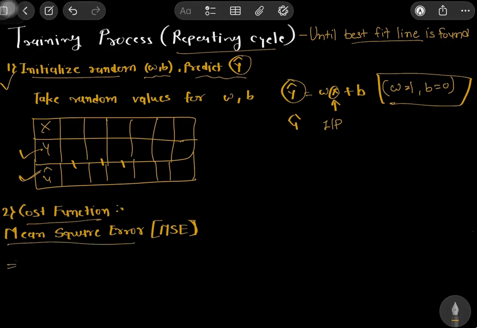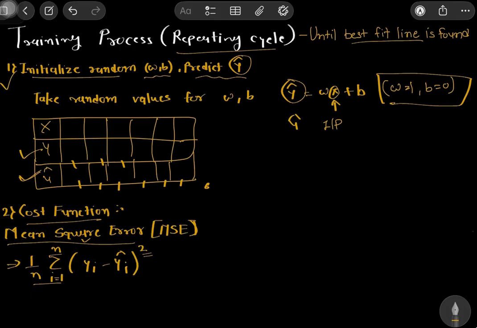Its equation is 1 upon n, summation of i equals 1 to n, yi minus yi hat, whole square. You see here the square factor, and then we are taking the average over all the data points we have, from i to n. Here we have 1, 2, 3, 4, 5, 6. So our n will be 6. We will have 6 errors between yi and y hat and then we will take their average. That is how we get mean squared error.